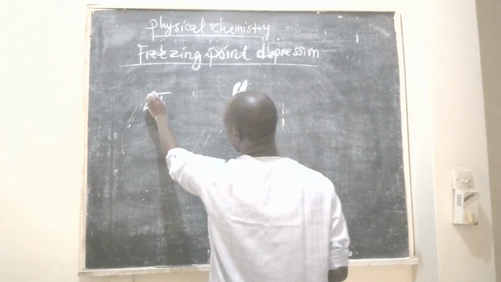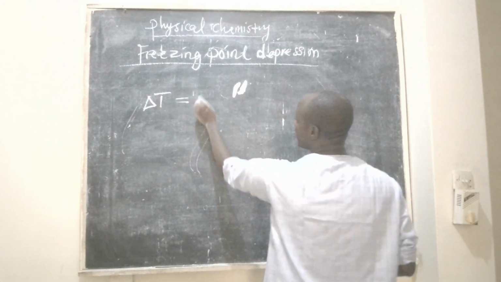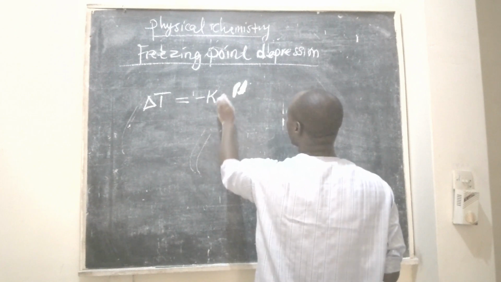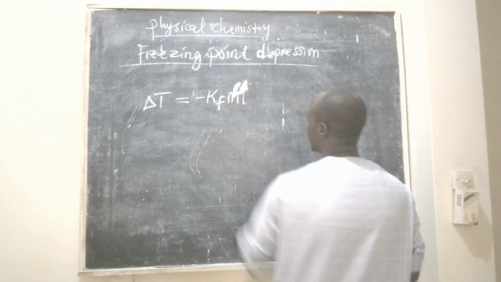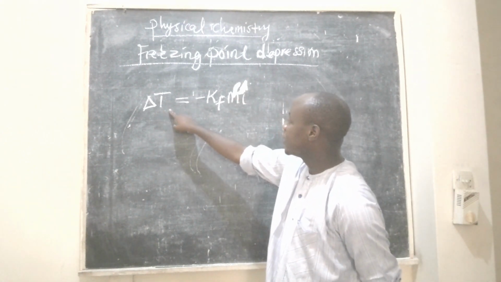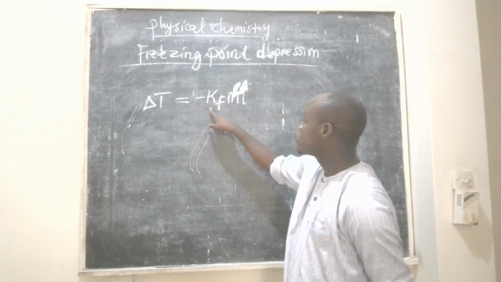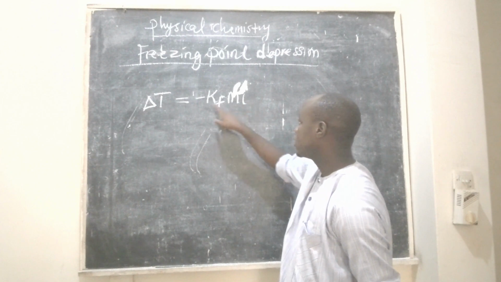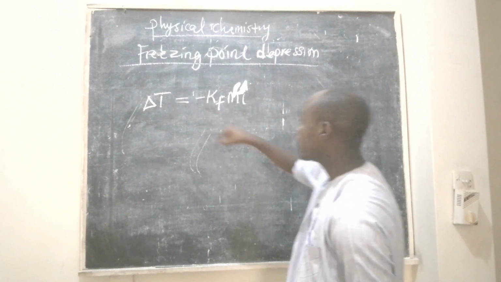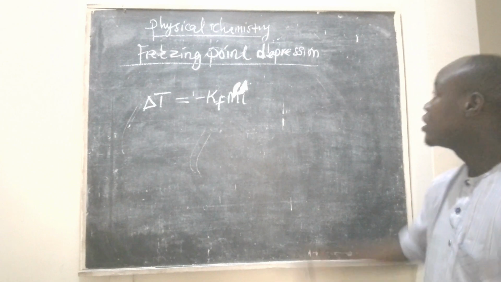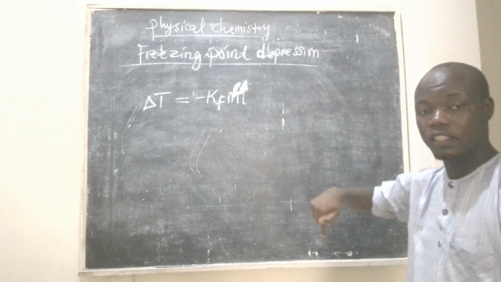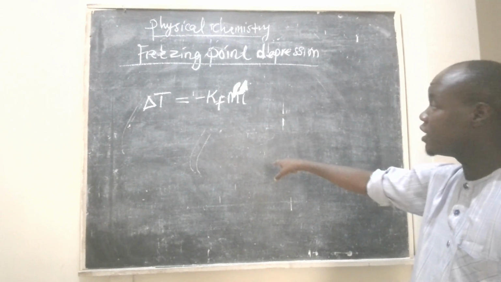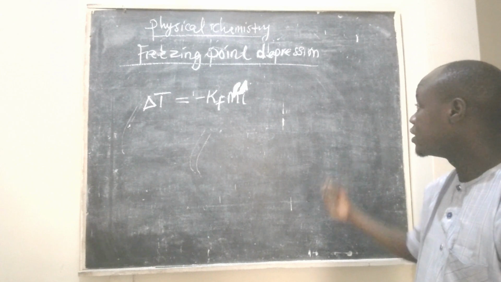The formula is delta T is equal to minus Kf times molality times i. So the formula is delta T equals minus Kf times molality times i. Why is Kf negative here? It's just to give an indication that the freezing point is decreasing. That is the essence of having minus Kf.